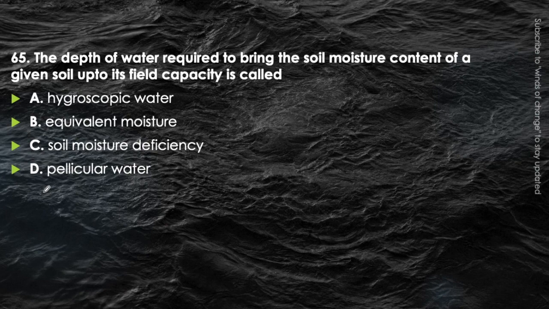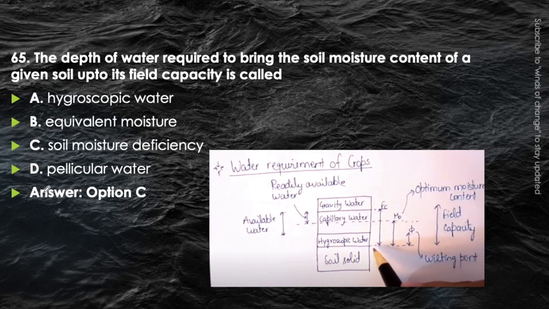This is the difference of field capacity minus the available moisture content. So this is called the soil moisture deficiency. This is the difference of the soil moisture which will be there. This is the field capacity. Let's say this much is the moisture content. Now this difference, that is from the field capacity to this distance, is called the soil moisture deficiency.